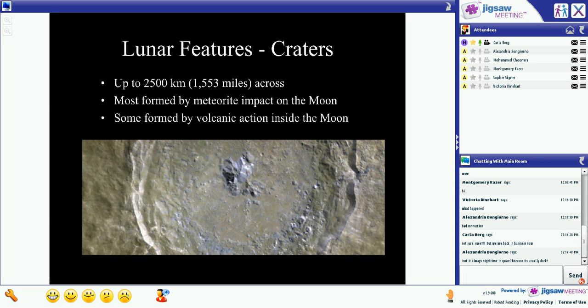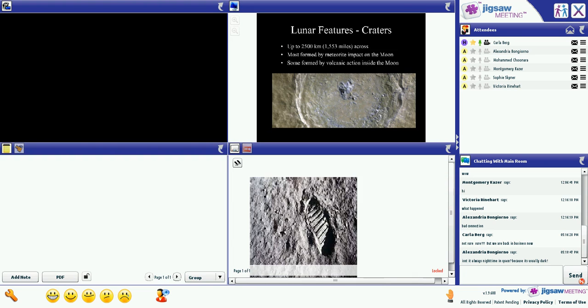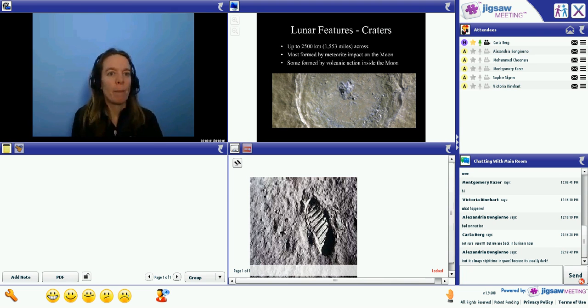There can be craters on the moon. Craters can be up to 1,533 miles across. Most are formed by meteorite impacts on the moon, but some are formed by volcanic action in the moon, and it goes from the inside out. What we're going to take a look at right now is how a crater on the moon is formed.